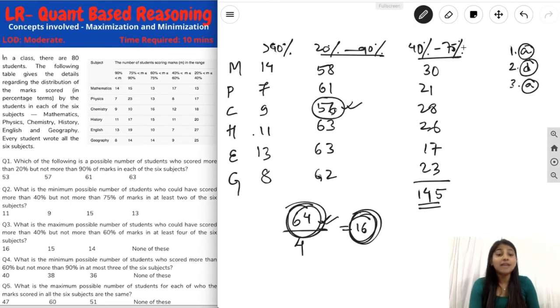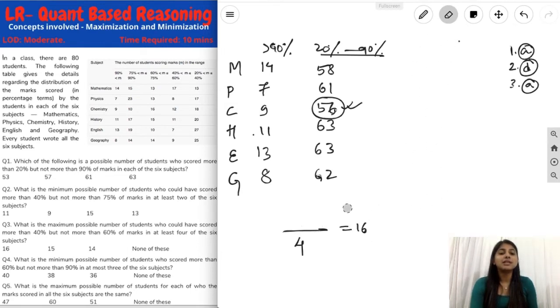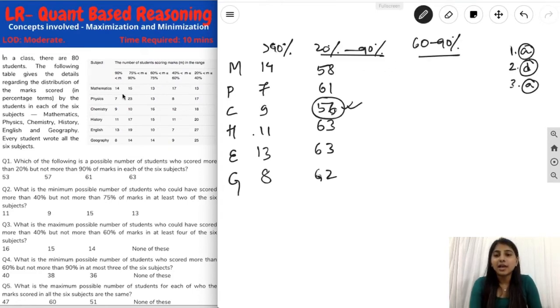In at most 3, maximum 3 they have told this time. Okay, maximum 3 of the 6 subjects. So let us put this again, this range 60 to 90%. And what do we have? Take the sum of these two numbers: 28, 36, 26, 32, 29, 28.